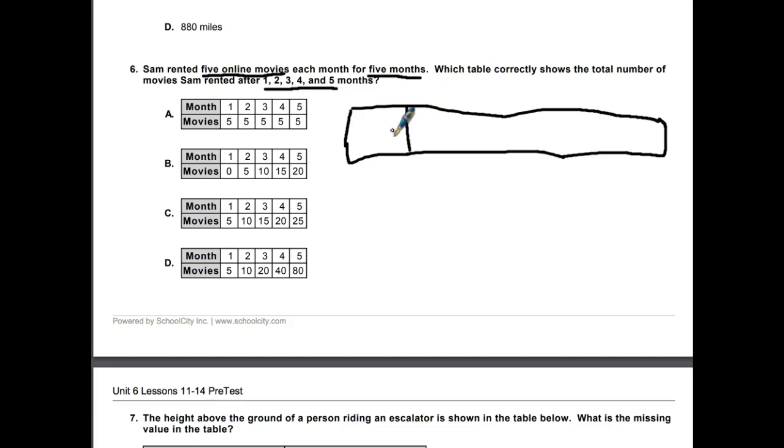Okay, so we're going to label months, movies, and there's 1, 2, 3, 4, and 5. So I actually have this 1, 2, 3, 4, 5, a lot bigger than what I needed. So I'm just going to take this part of it off. Okay, so this is months, and this is movies. So on your chart, you should have months and movies. And so we know that in the first month, he rented 5 movies.